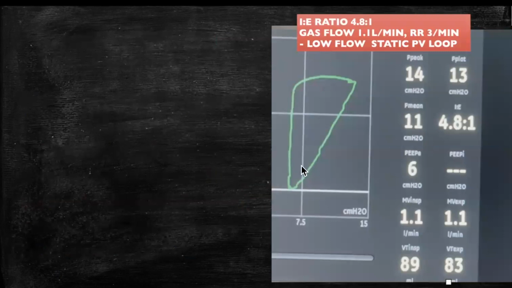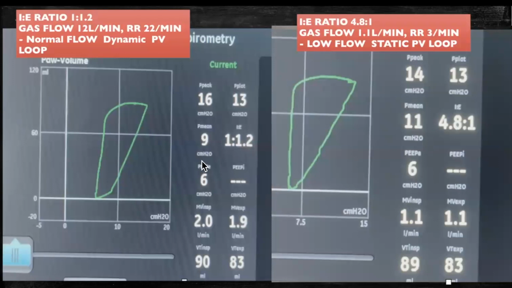This PV loop we calculated 2 days ago in our ICU. The I:E ratio was around 5:1 with a gas flow of 1.1 liters per minute, and you can see a straight line in the normal lung. And the same patient, when you do normal breathing at a rate of 22 per minute and gas flow of 12 liters, you have a small lower inflection point here. This is because of the gas flow.